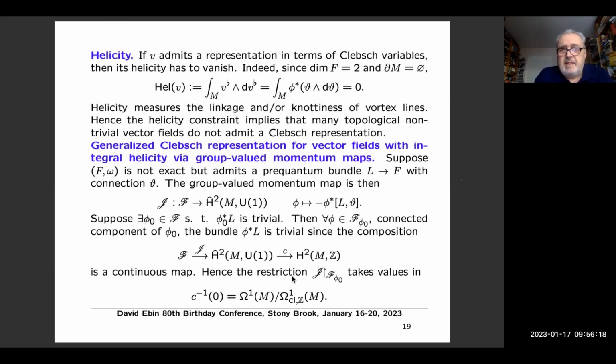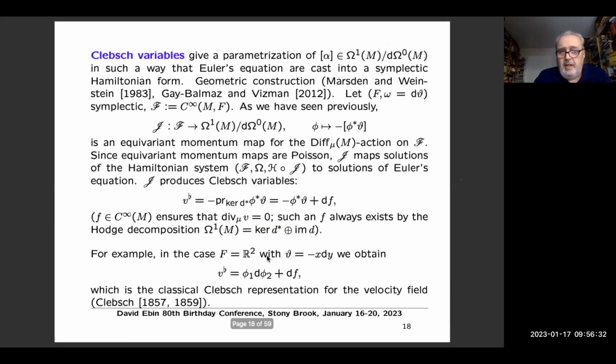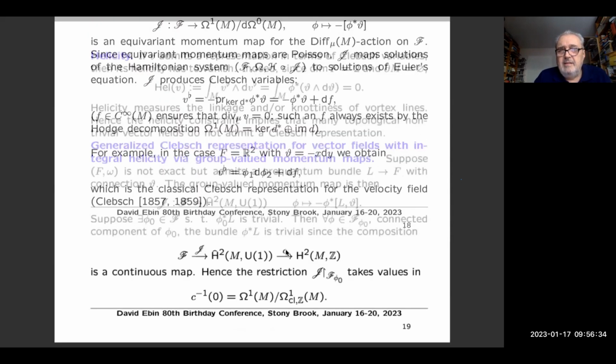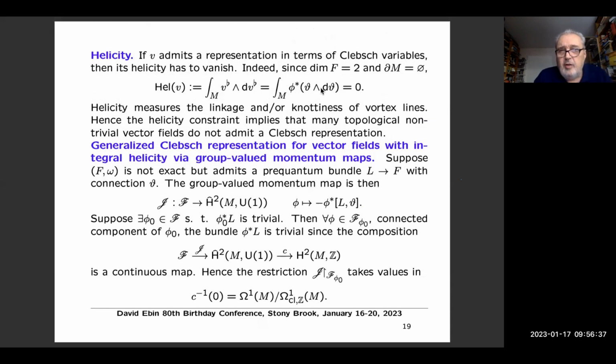If V admits a representation in terms of Clebsch variables, the helicity must vanish. The computation is half a line. The helicity is by definition the integral of the three-form V flat wedge dV flat. All I'm doing is I pull it back, and this is obviously zero because theta wedge theta is a three-form on a two-manifold. There is nothing to say. This is zero. If you have Clebsch variables, you have no choice. Helicity must vanish.